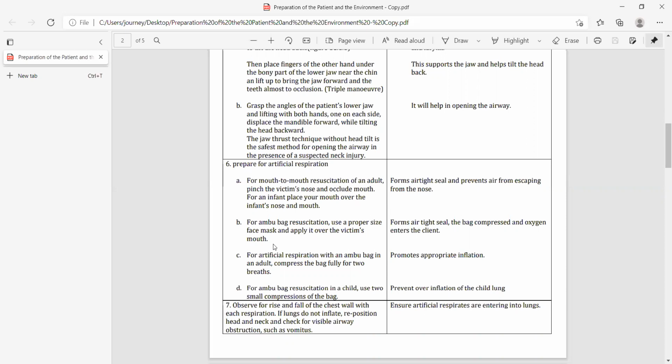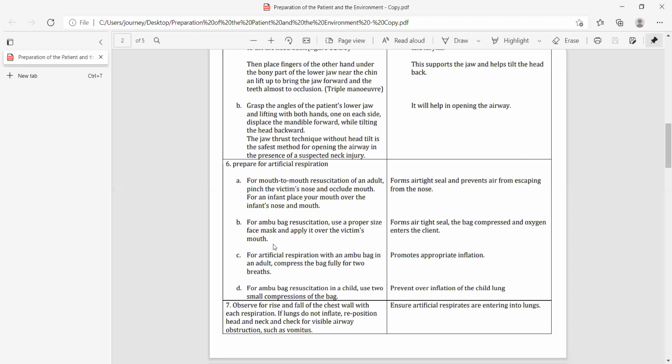This means when you give artificial respiration with the help of an Ambu bag in an adult, we have to compress the bag. That particular bag, the one I showed in the picture, you have to compress it. As I told you, squeeze 2-3, means you have to compress the bag fully for 2 breaths. Okay, compress the bag fully for 2 breaths.